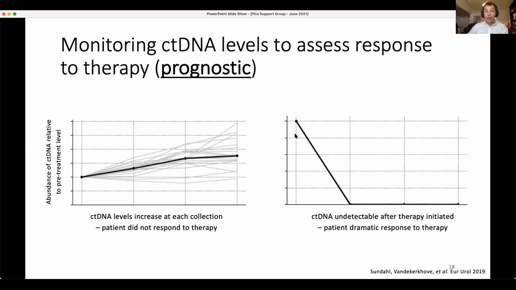And conversely, on the right-hand side, we have the opposite example. Here a patient began therapy, and immediately after beginning therapy, we see that their circulating tumor DNA levels in the blood quickly drop to an undetectable level. So this rapid drop means that the patient really responded very well to therapy, and they're likely to derive long-term benefit from the therapy. So again, understanding this right up front in the days and weeks after beginning therapy is a really important tool for clinicians to make sure that they have indeed made an appropriate choice.